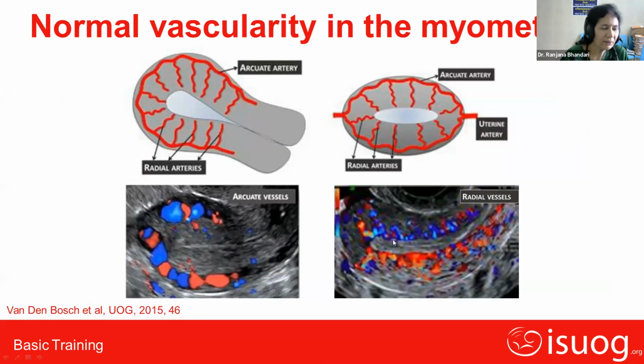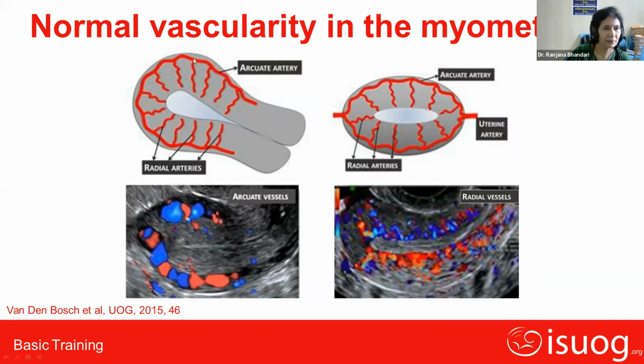Now for each and every SOL in the myometrium, we have to write down the vascularity also. So before going into that, we should study the normal vascularity in the myometrium. As I told you, I had shown you the arcuate vessels between the middle and the outer part. The arcuate vessel is a branch arising from the ascending branch of the uterine artery. You know, the uterine artery comes from the anterior division of the internal iliac artery.